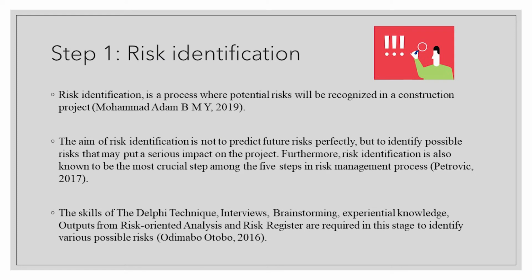The first step is risk identification. Risk identification is a process where potential risk will be recognized in a construction project. The aim of risk identification is not to predict future risks perfectly, but to identify possible risks that may put a serious impact on the project. Furthermore, risk identification is also known to be the most crucial step among the 5 steps in risk management process. The skill of the Delphi technique, interviews, brainstorming, experiential knowledge, outputs from risk-oriented analysis, and risk register are required in this stage to identify possible risk.